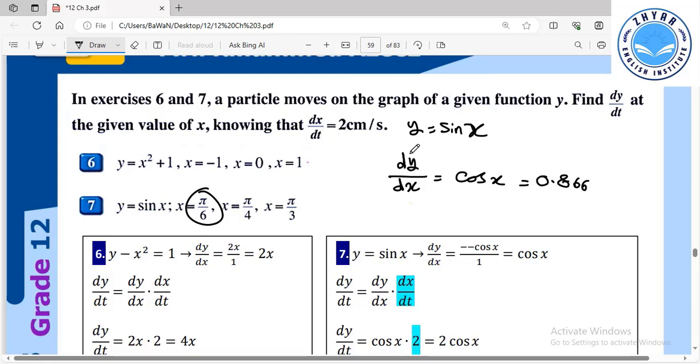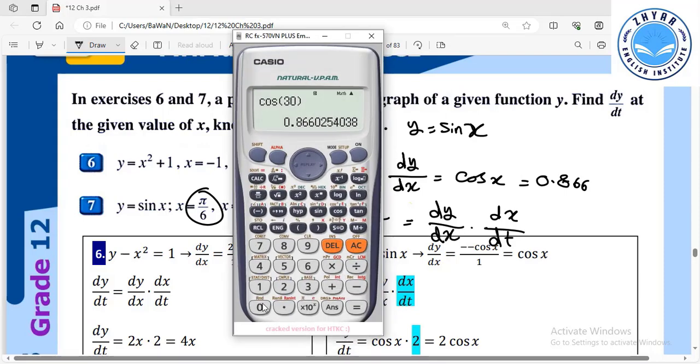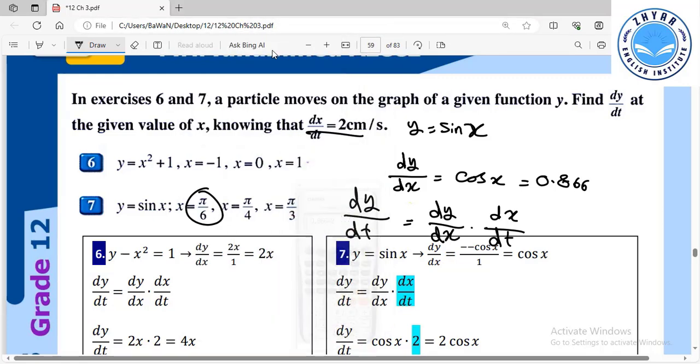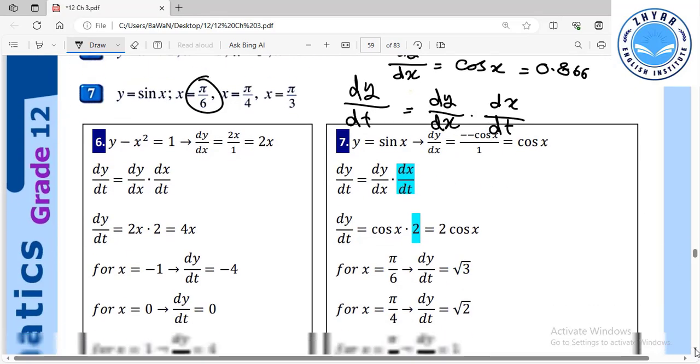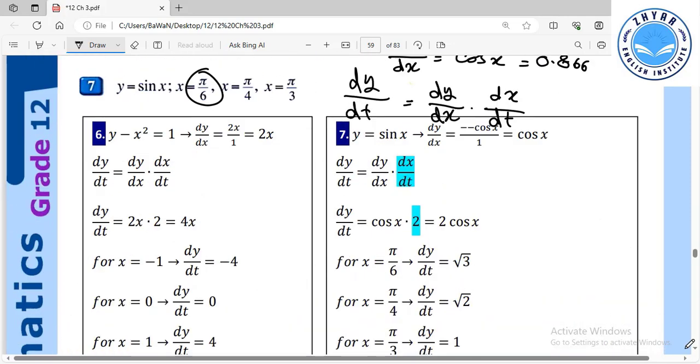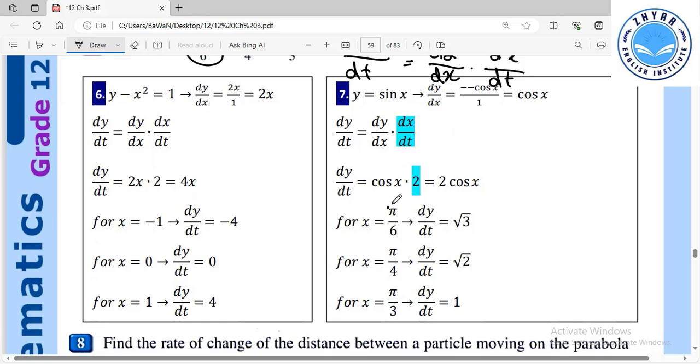So 0.866. That is dy/dx. If I multiply dy/dx by dx/dt, which is given, which is 2, the result will be dy/dt, which is missing. Then 0.866 multiplied by 2 is equal to 1.732. Then if we look at the multiple choices, 1.73, this is for the pi over 6.